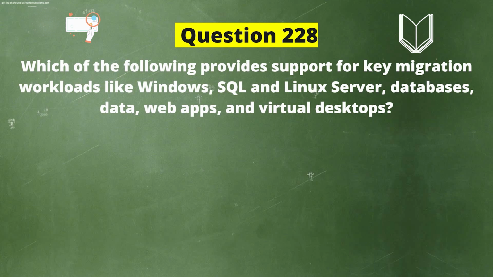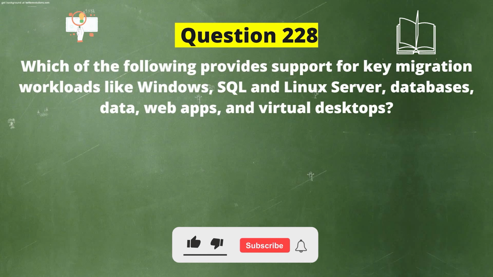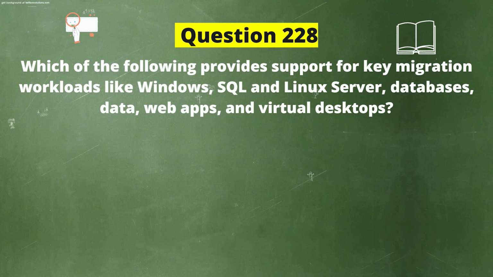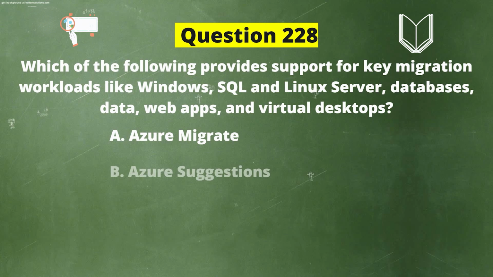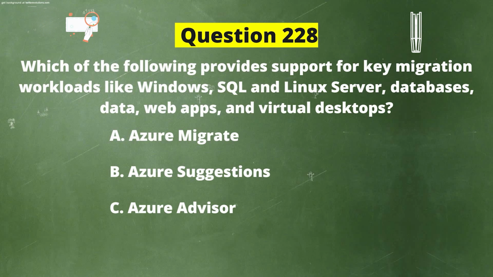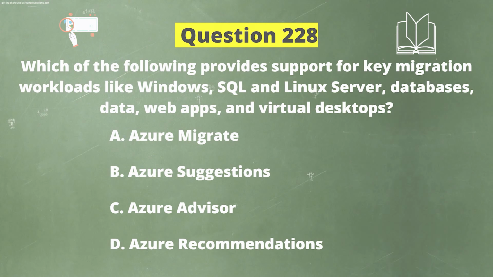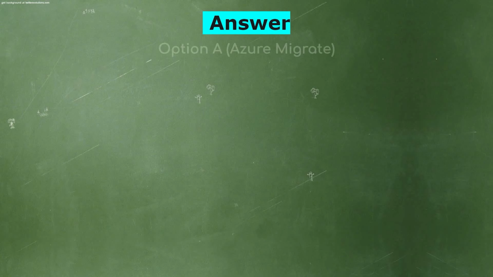Next question. Which of the following provides support for key migration workloads like Windows, SQL, and Linux Server, databases, data, web apps, and virtual desktops? And the options are A. Azure Migrate. B. Azure Suggestions. C. Azure Advisor. D. Azure Recommendations. And the correct answer is option A.